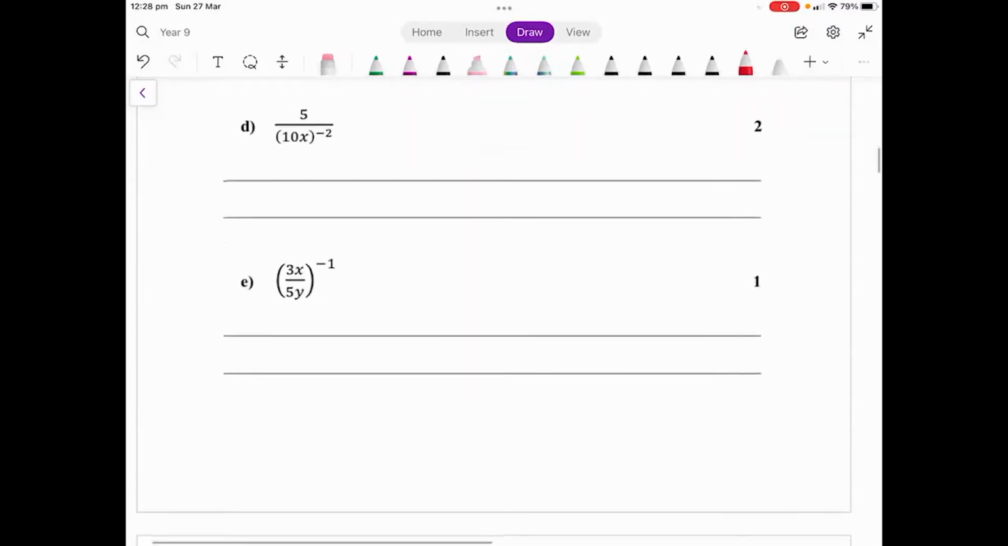Question D, all of 10x is raised to a negative power. So we move that whole thing from the denominator to the numerator. That gives us 5 and then 10x in brackets squared. So we can expand those brackets. 10 squared becomes 100 and then x to the power of 2 is x squared. Then we expand the bracket by multiplying. 5 times 100x squared is 500x squared.